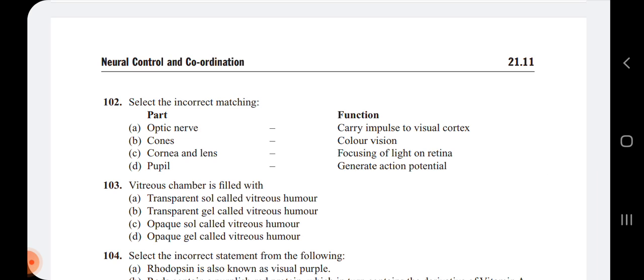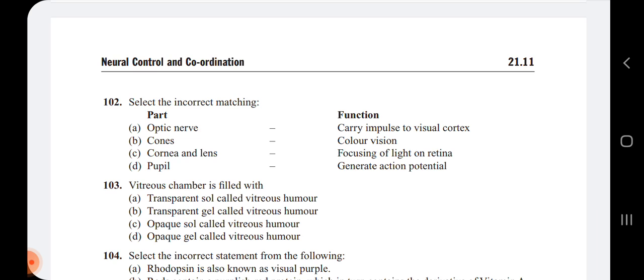Cones help in color vision, which is called photopic, or we also call it daylight vision. And then the cornea and the lens, they help in the focusing of the light on the retina.